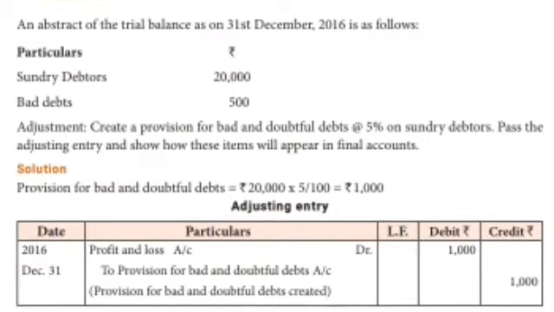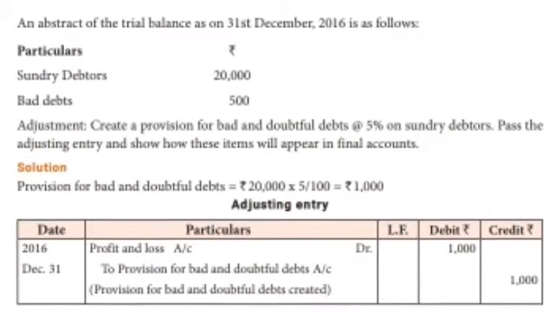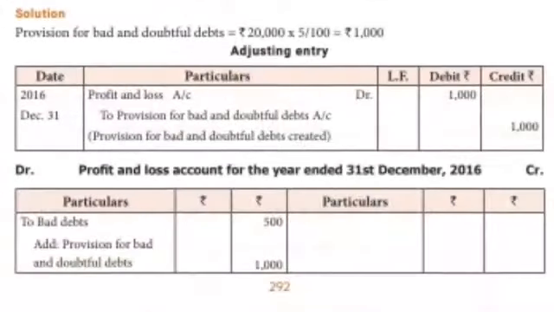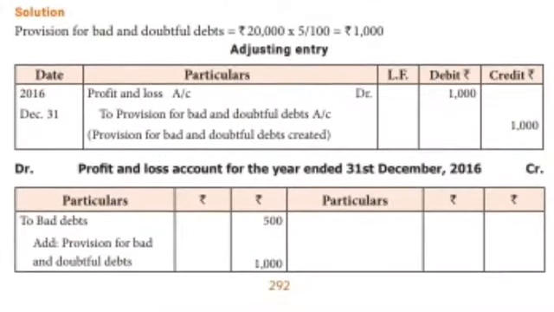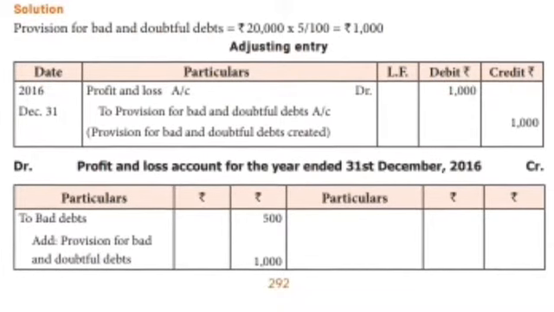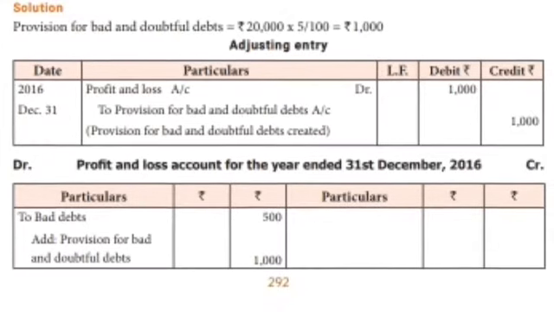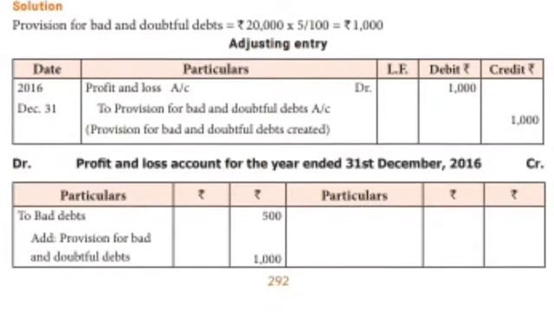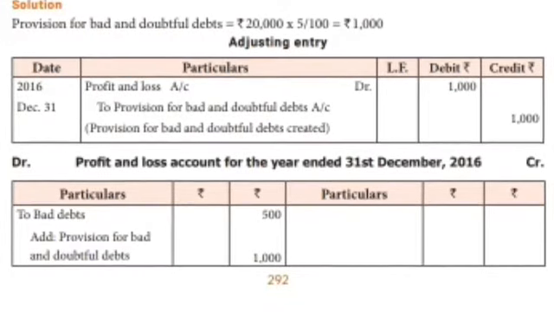Okay, so the sundry debtors are 20,000. We have to calculate 5% on this, isn't it? So 20,000 into 5 by 100 is 1,000 rupees. So you have to write the journal entry for 1,000 rupees only: profit and loss account debit to provision for bad and doubtful debts account 1,000.